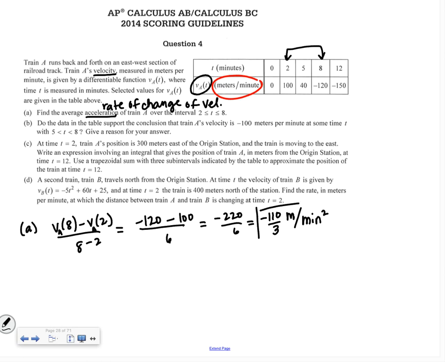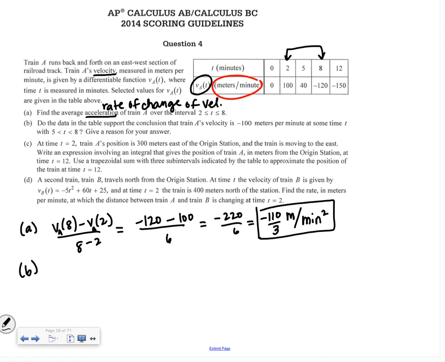All right, part B. Do the data in the table support the conclusion that train A's velocity is negative 100 meters per minute at some time t, with t being in 5 to 8? Give a reason for your answer. So usually when they're asking about some kind of interval, like 5 to 8, there are 2 theorems that you would want to think about. We've talked about these in class a lot. You would want to think about the mean value theorem, and you'd want to think about the intermediate value theorem.